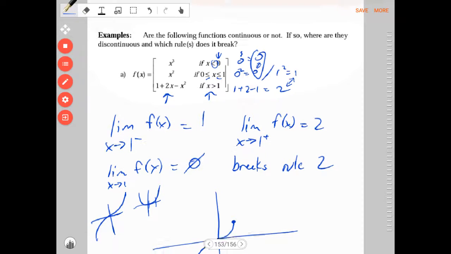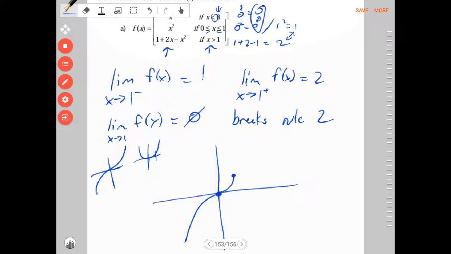All right, now this next one, 1 plus 2x minus x squared. At x equals 1, that's 2. Now remember, we're not allowed to equal that because of that sign, so we have an open circle at (1, 2). And because it's a negative x squared, that goes down like so.